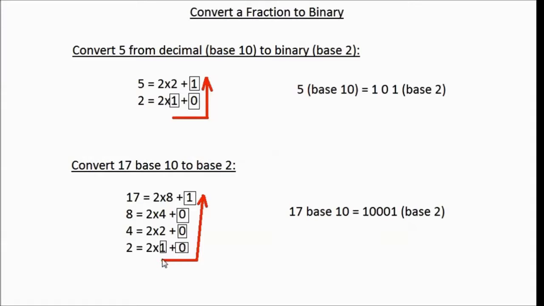So to get the base 2 representation, you collect the last quotient and the remainders following this arrow. So 1, 0, 0, 0, 1. So 17 in base 10 is 1, 0, 0, 0, 1 in base 2.